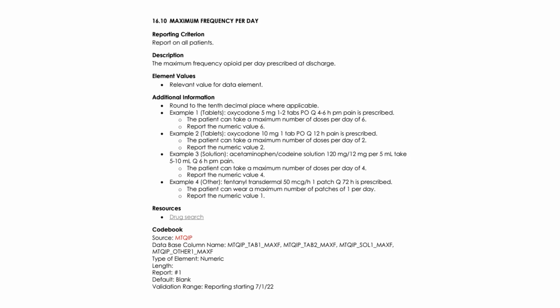Maximum frequency per day refers to the maximum frequency opioids can be taken in a 24-hour period as prescribed at discharge. Several examples are provided for your use. For one example, if oxycodone 5 mg, 1 to 2 tabs PO every 4 to 6 hours is prescribed, the patient can take a maximum number of doses per day of 6. Report the numeric value of 6. In other words, 24 hours divided by 4 hours would be the 6 times the patient can take the meds in a day as prescribed without going over.